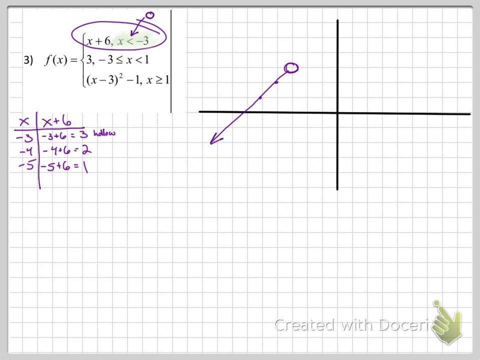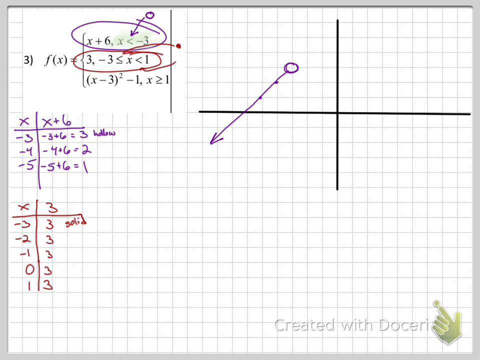Then we go to the next piece of the graph, this one. This one says the answer's 3, but only for x's from -3 to 1. And the answer is going to be 3 for all of it. It's literally telling me the answer. The first one is solid because it has an equal to bar. That's going to be solid. So -3 is going to be solid. But then the last one doesn't have the equal to bar. That's going to be hollow. So this one's going to be hollow.